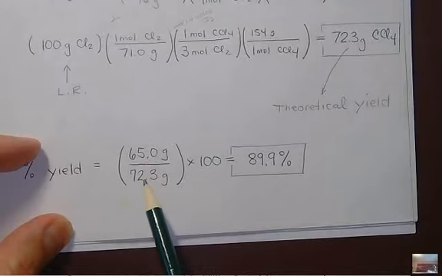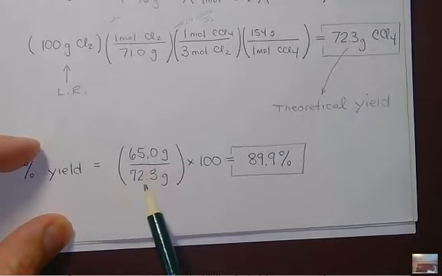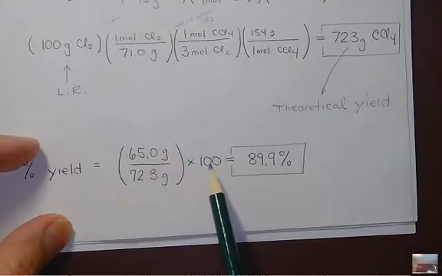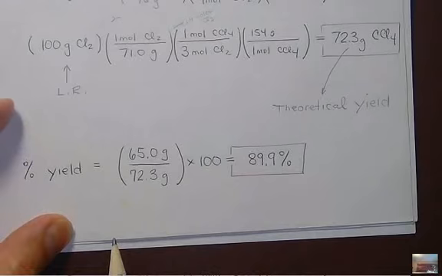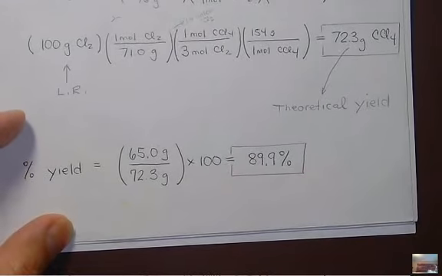65 divided by 72.3 times 100. Just like a test grade. How many you got right over the total times 100. This person got an 89.9. Just barely, they got an A in class. Okay, so I think we'd be nice to them and round that up to 90.